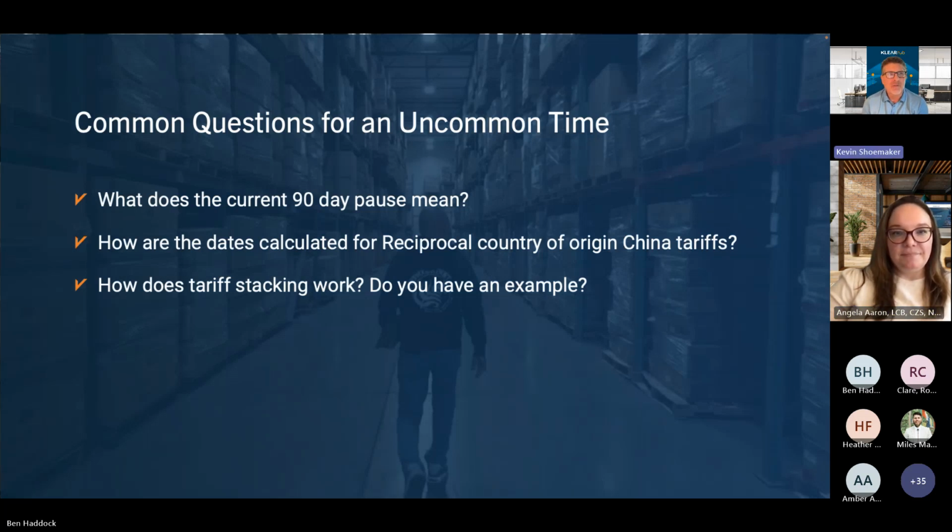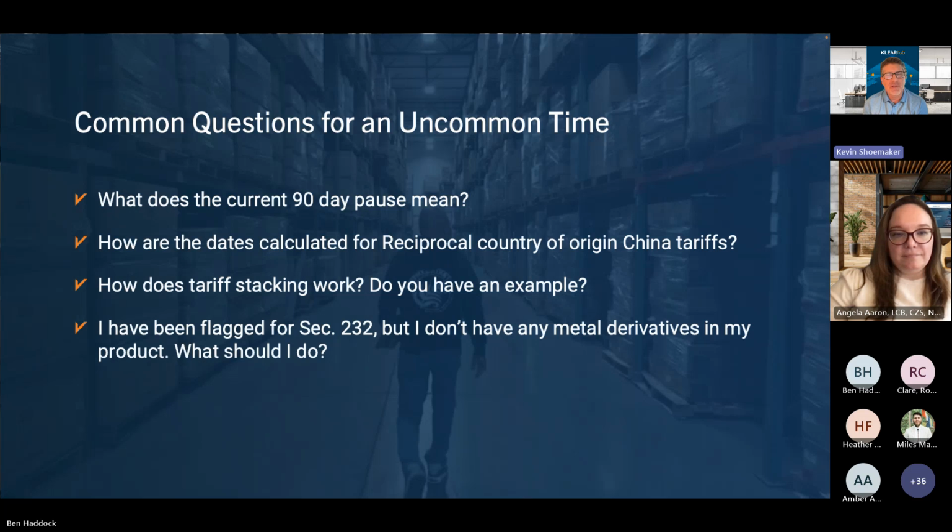All right, so I'm keeping an eye on time. So if we want to go to our next question, which is, I've been flagged for Section 232, but I don't have any metal derivatives in my product. What should I do? So Section 232, this started with Trump's first administration with steel and aluminum.